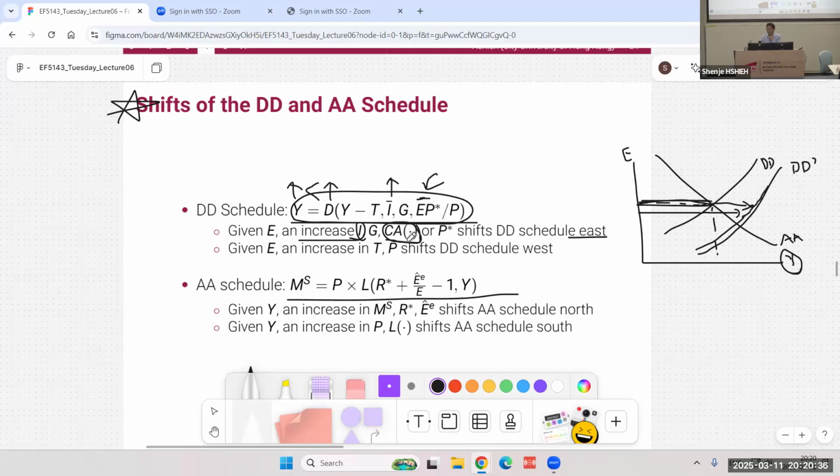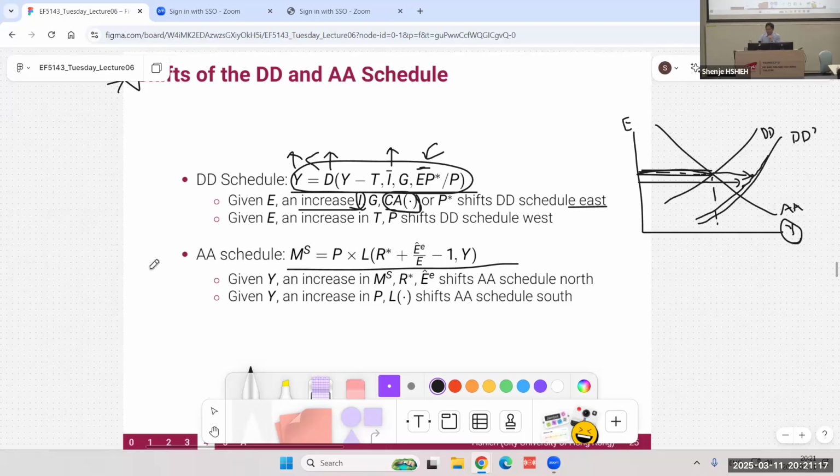So an increase in I, G, CA, or P star, right? Because an increase has a positive effect. I, G, and CA are all positively related with D. So increasing any of these parameters will shift the curve to the right. Okay. If you decrease any of this stuff, it will shift the other way. Same logic as before. Make sense?